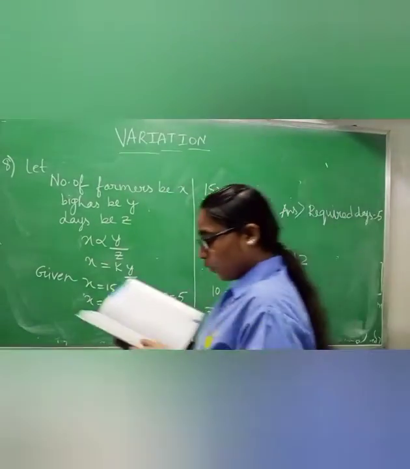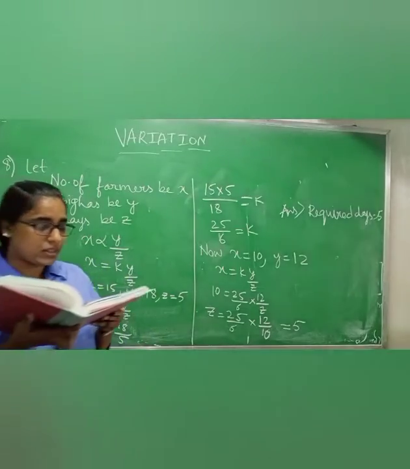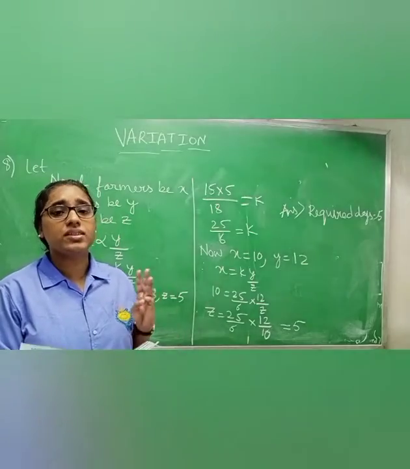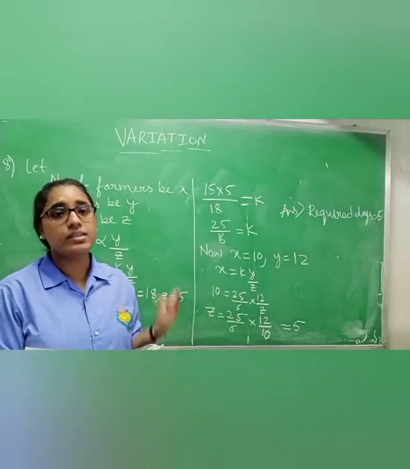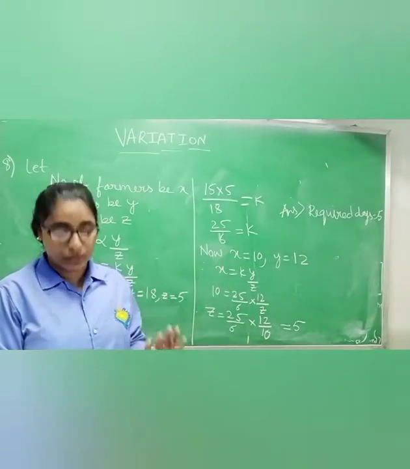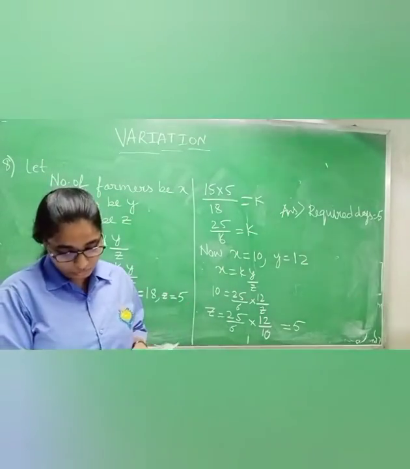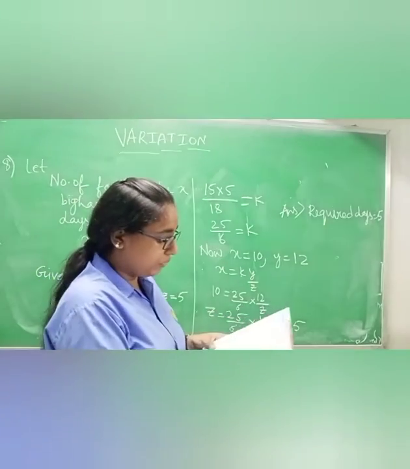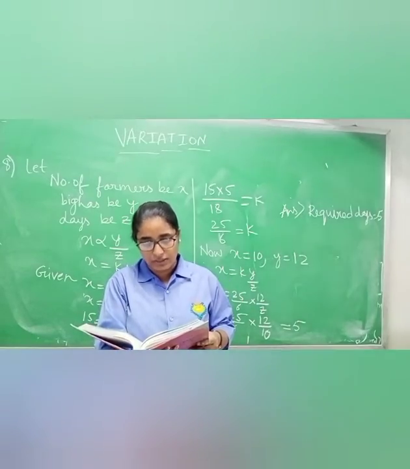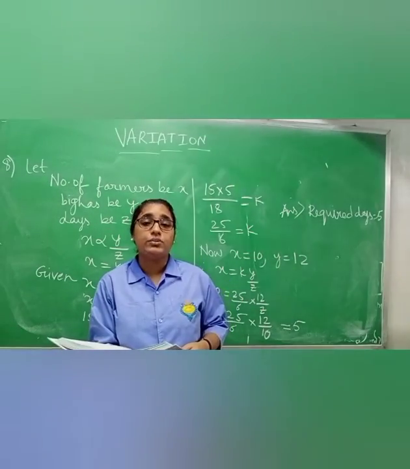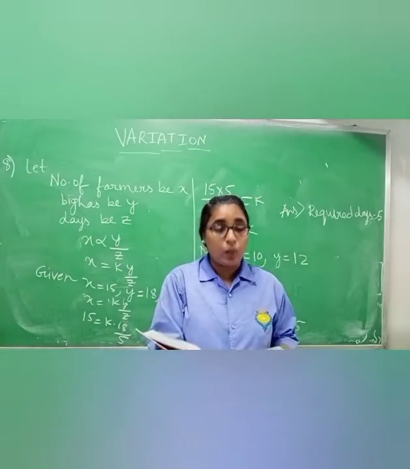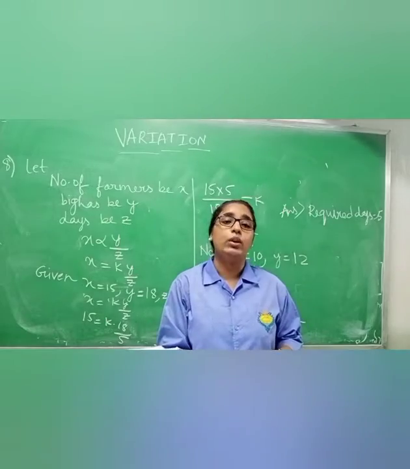Now class 10, you can read question number 8. If 15 farmers can cultivate 18 bighas of land in 5 days, 3 things are given to you: farmers, bighas and days. 15 farmers cultivate 18 bighas in 5 days. Let us determine by using theory of variation the number of days required by 10 farmers to cultivate 12 bighas of land. They are asking to find the number of days that can be required by 10 farmers to cultivate 12 bighas.